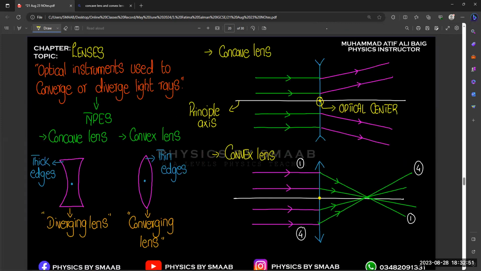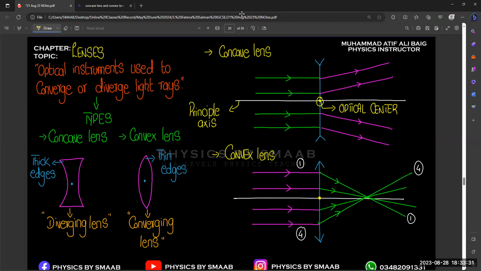Because from the diagram you can observe that when light rays are moving from the left hand side to the right hand side in a concave lens, all light rays are moving away from each other, right? Moving away from each other means that they will never intersect at any point, and so they will not be obtained on the screen. If we compare it with the convex lens, in a convex lens all light rays are going to merge at a single point, so that's why the image is going to be formed on the screen, right?